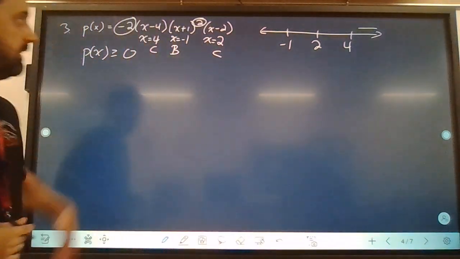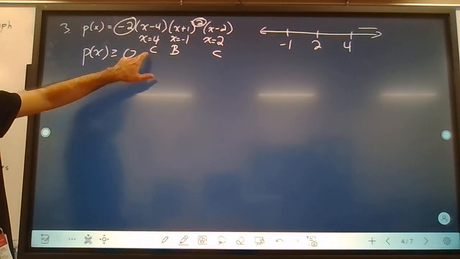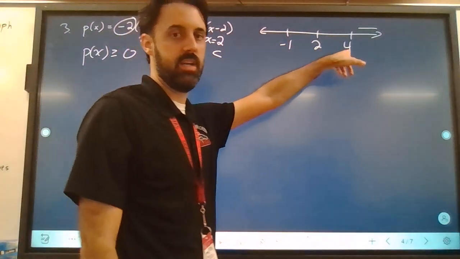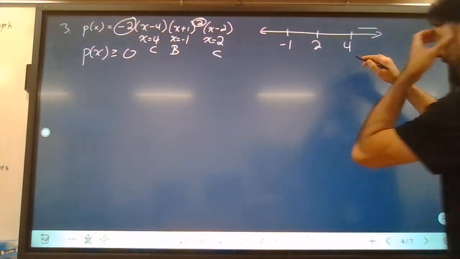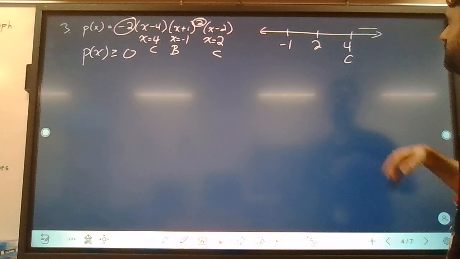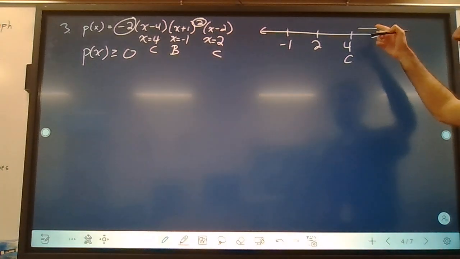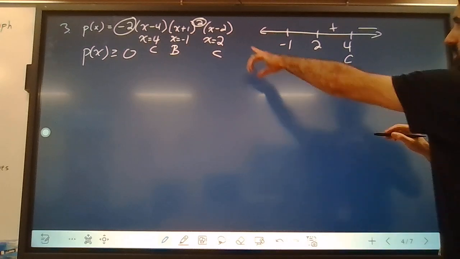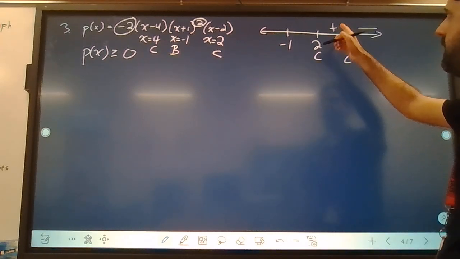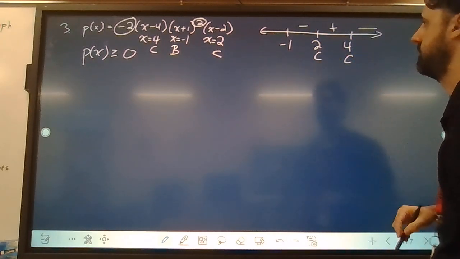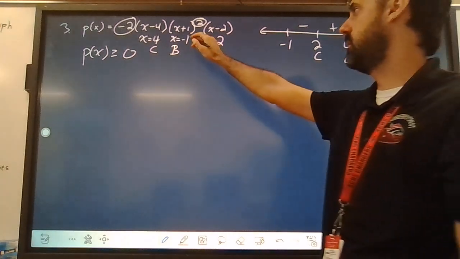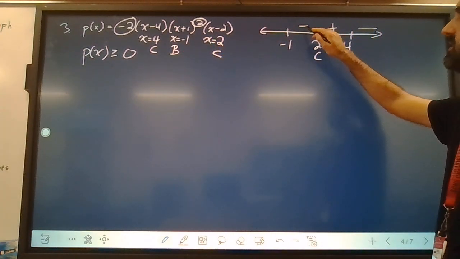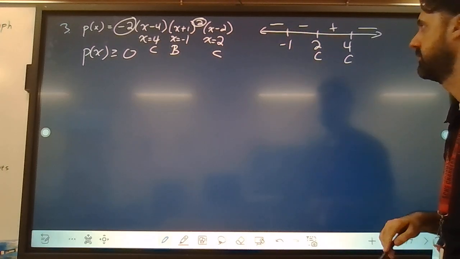Now, anytime the 0 says that it's going to cross, that means at that value, the graph is going to change signs. So at 4, the graph crosses. So if it's negative on the right, it will be positive on the left. 2 also crosses. So if it's positive on the right, it'll be negative on the left. But -1 bounces. That means it's the same sign on both sides of -1 here. So if this side is negative, this side is negative.